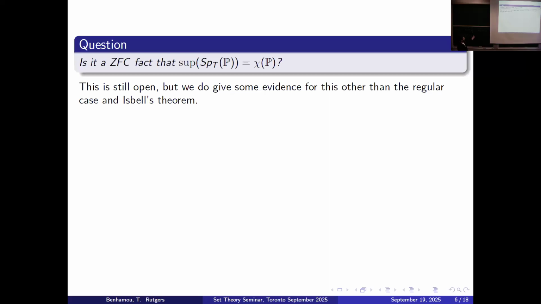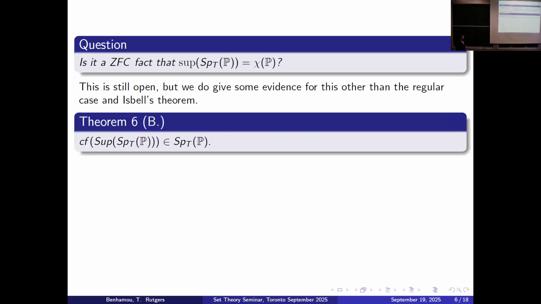I didn't solve this, but there is some progress, which is the following theorem. Although we don't know that equality holds, we do know that the cofinality of the supremum of the 2k spectrum of U must be an element of the 2k spectrum of U, which is kind of the same thing you had for the character. So the supremum of that cannot be arbitrary. It has to be already an element of the spectrum.